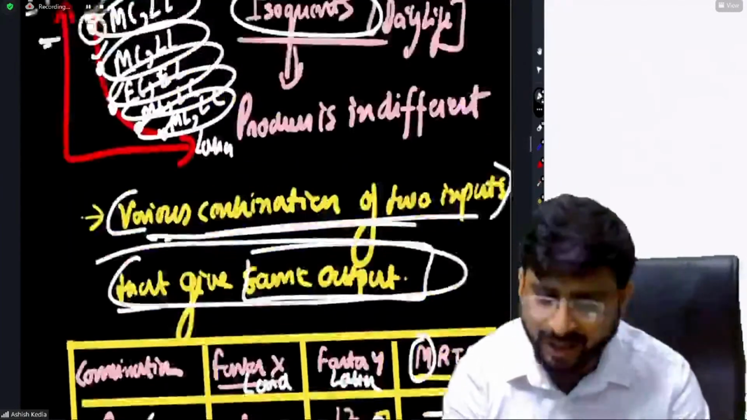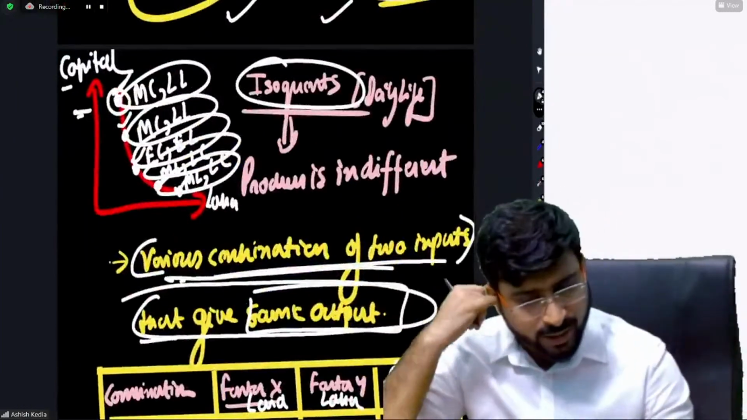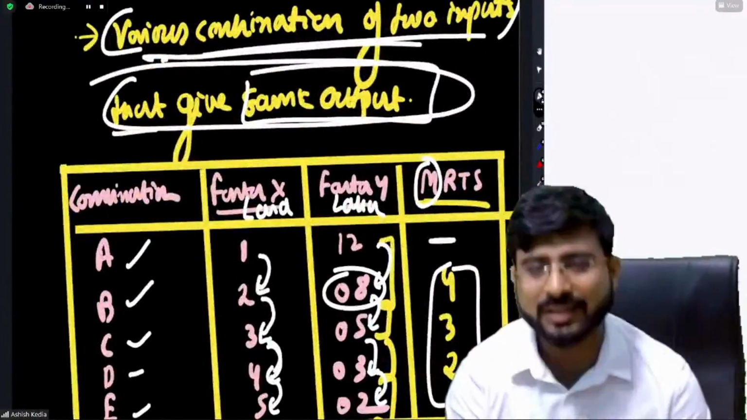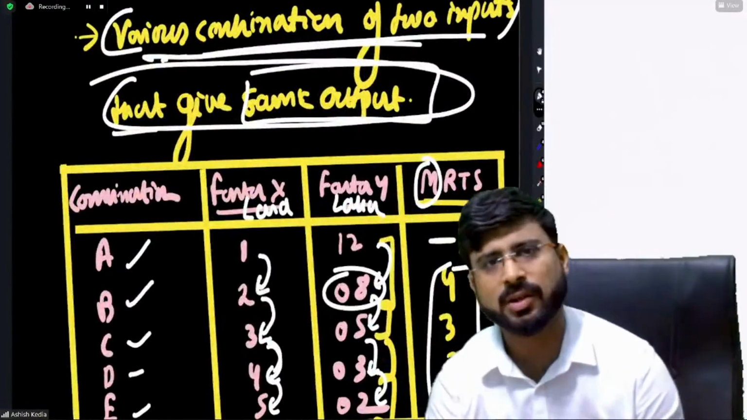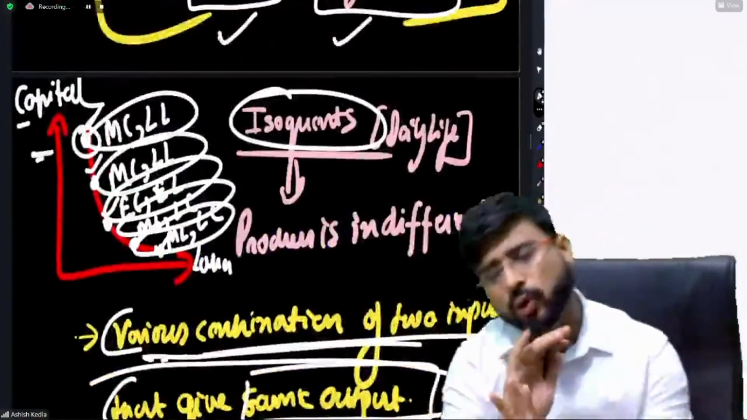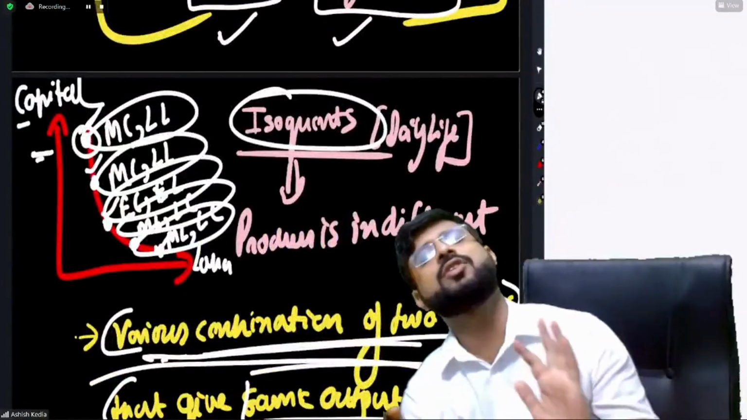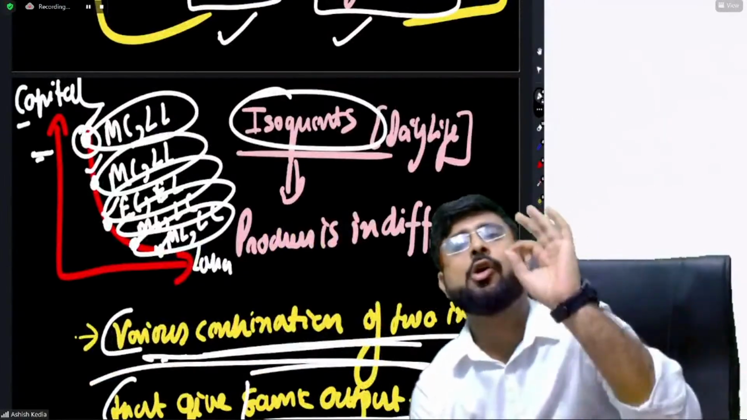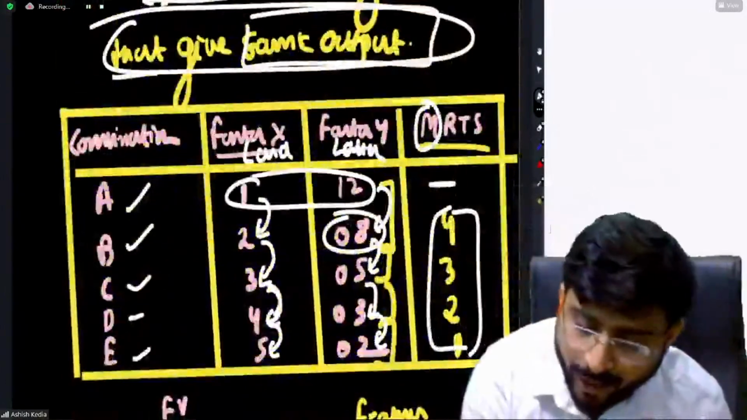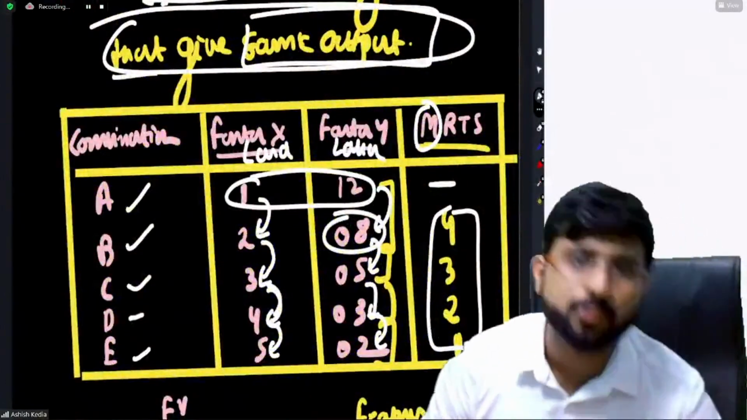One of our friends is saying that, sir, if we apply more labor and less land, then the cost will change. Yes, cost will change. But in isoquant, we are not worried about cost. We are assuming that we have enough money. What we are plotting here is different combinations of two inputs that give the same output.